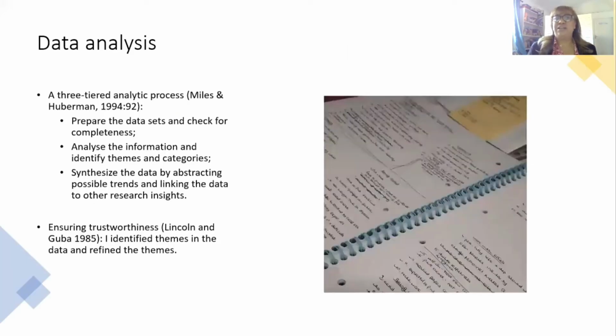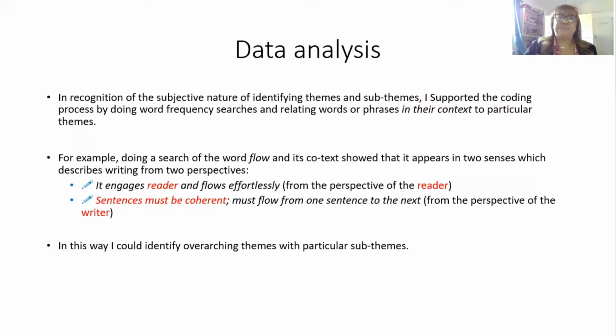So I used a 3-tiered analytical process that was created by Miles and Huberman. Basically, I prepared the data sets and checked for completeness. I analyzed the information and I identified themes and categories. I synthesized the data by abstracting possible trends and linking the data to other research insights, and then I ensured trustworthiness where I identified themes in the data and I refined these themes.